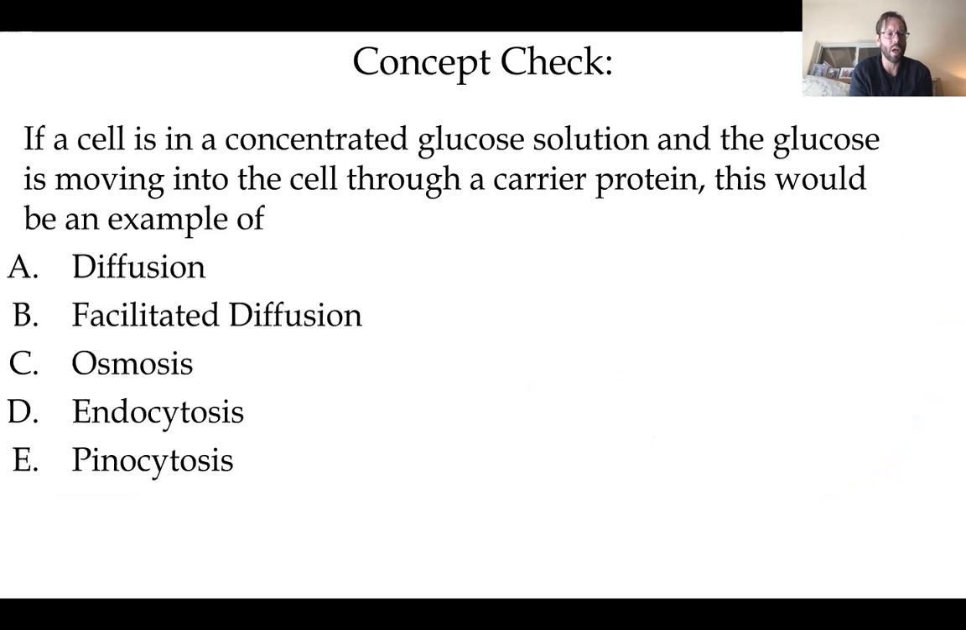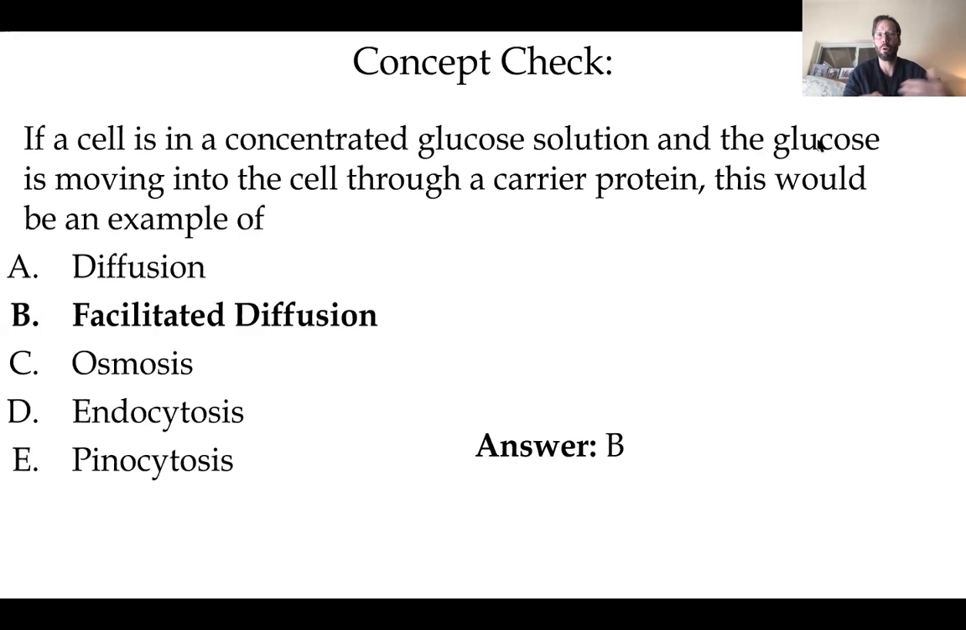All right, so we'll do this concept check and then we'll wrap it up for today. If a cell is in a concentrated glucose solution, and its glucose is moving into the cell via a carrier protein, what do you think is the example for this? Facilitated diffusion. Makes sense, right? Because we have a concentration gradient and we have it moving in through a carrier protein and no mention of any kind of energy.